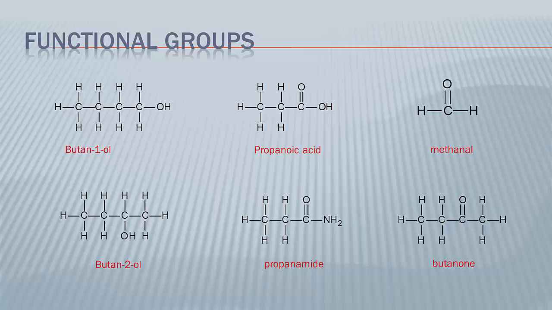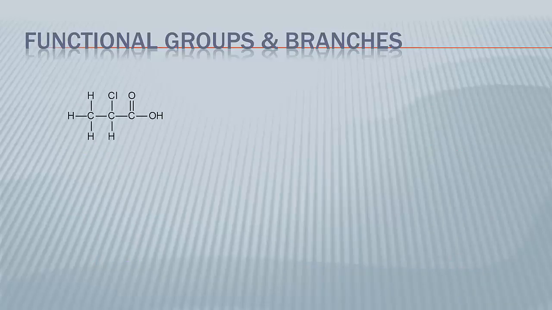In this molecule, we don't need to indicate the presence of the carbonyl group with the number 2, as there is only one place to put it in this molecule and still have butanone. There are no isomers of this molecule, so the number is not required. Now let's combine functional groups and branches into the same molecule.